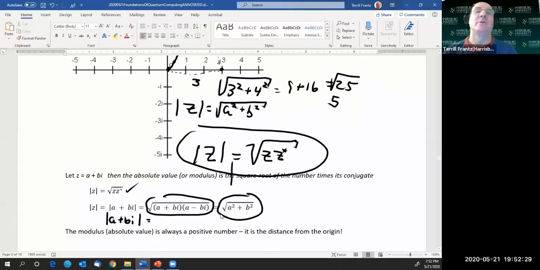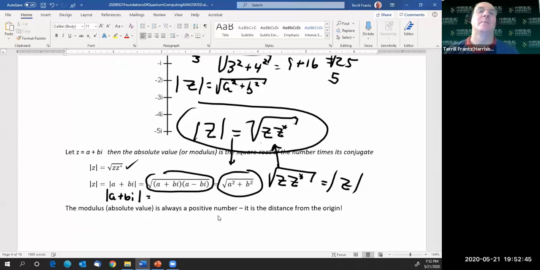But the technical way of doing it is, and it's important, by the way, to recognize it's the square root of z times the z conjugate, and that is the absolute value of z. We'll get into this in a couple minutes.